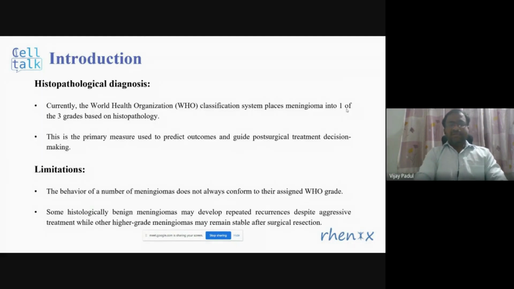The diagnosis of meningioma is primarily done by histopathological diagnosis. The currently used method is the World Health Organization classification system. This places meningiomas into different grades from grade 1 to grade 3, that is grade 1, grade 2 and grade 3. With increasing grades, the severity of the meningioma tumor increases, and this is assessed using histopathology. This is the primary measure used to predict the outcome based on what kind of grade is assigned to that particular tumor type.